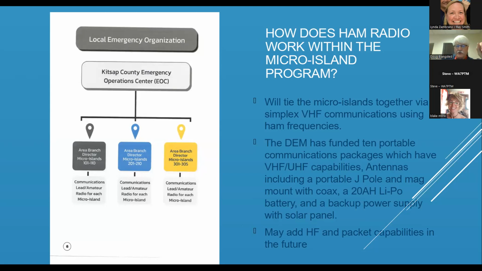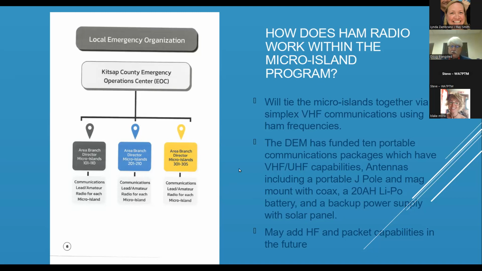So you can see the 3 branches over here. This is branch 1 for the 100 series, branch 2 for the 200 series, branch 3 for the 300 series. And so the idea is to tie the micro islands together with some interoperability between the micro islands with VHF simplex communications, amateur radio wise. And then they also would be able to talk back to the branches, who then would be able to talk back to the Emergency Operations Center.